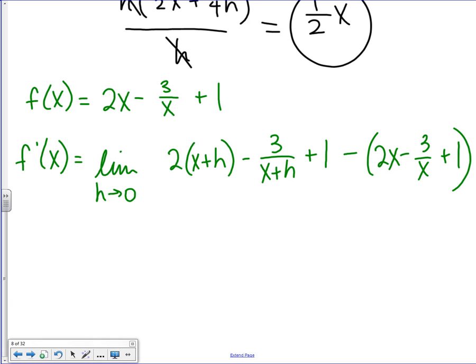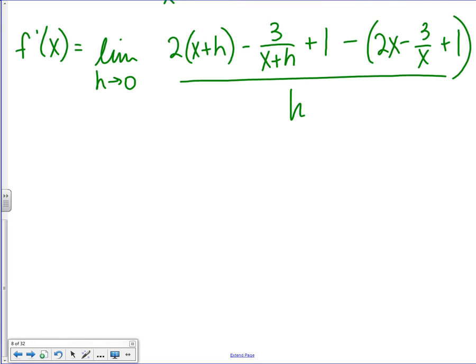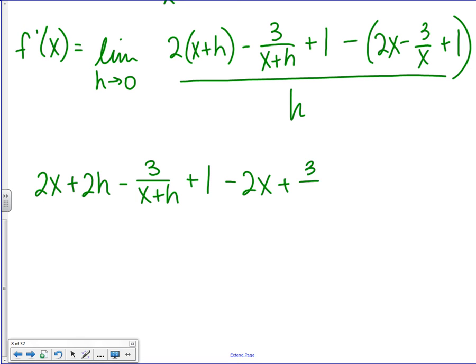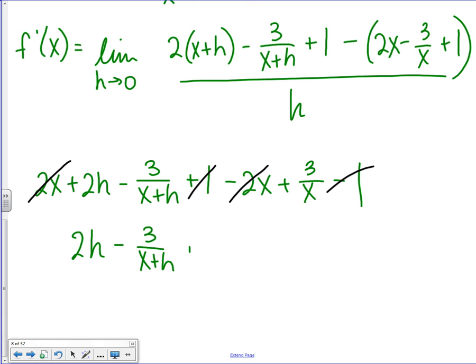Now again, this is just my numerator. This is all over h. So I'm going to leave out the denominator for a little while I work with this numerator so I can try and get some things straight. So let's distribute the 2. Let's distribute the minus sign. And it looks something like that. Oh, well, there's some things I can cancel out here for me. So now, that's my numerator.